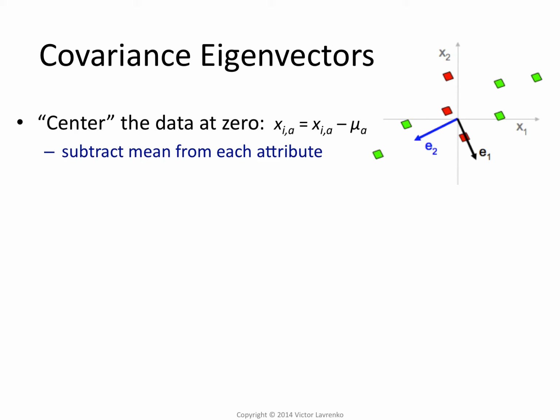It's a two-dimensional data set, two attributes, x1 and x2. Ignore the colors and the vectors for now. We're going to need them later. So that's the data set.